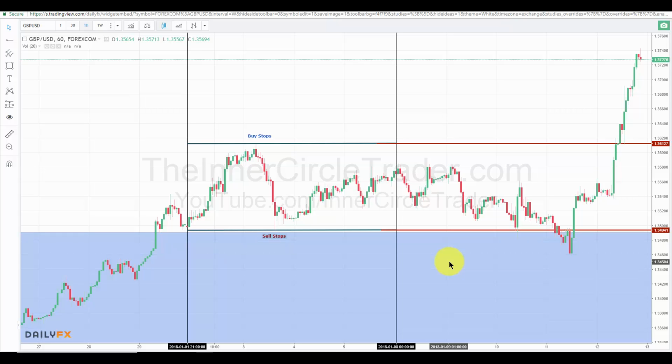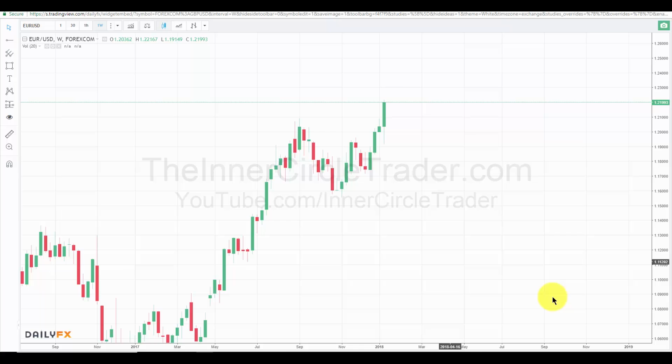This is the element behind the cable chart that I wanted to see if you guys would see. And now you know. So let's go over and take a look at the euro dollar now. Okay, so we're looking at the euro dollar. This is a weekly chart. And again, we'll be using the order block on a weekly basis here.